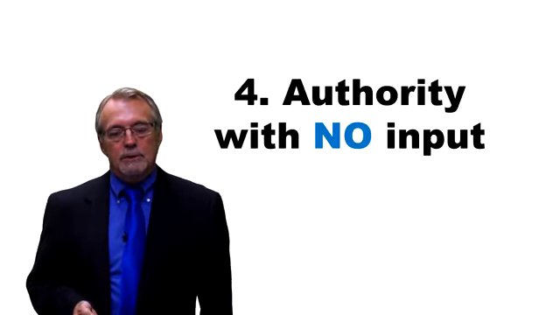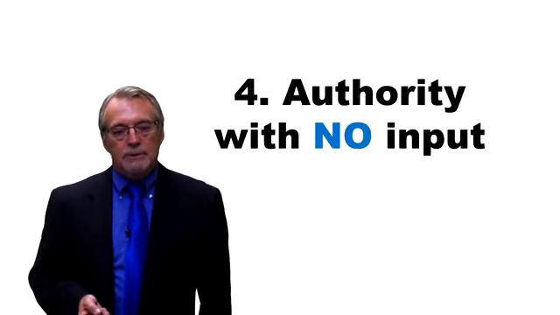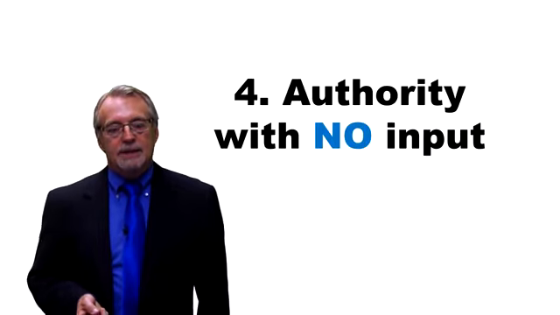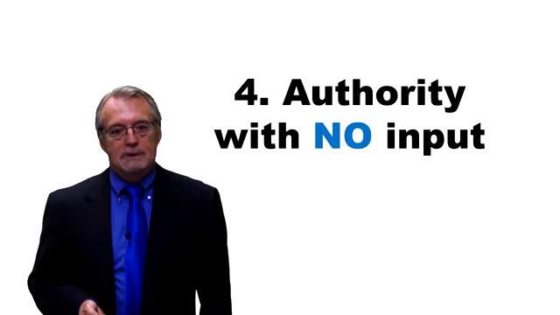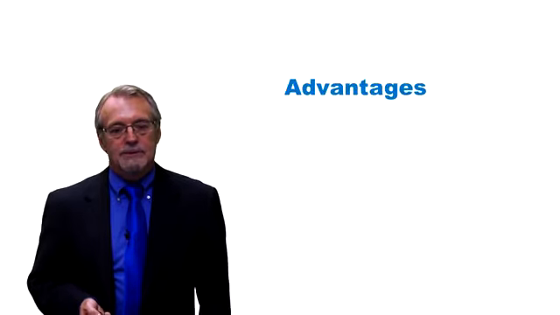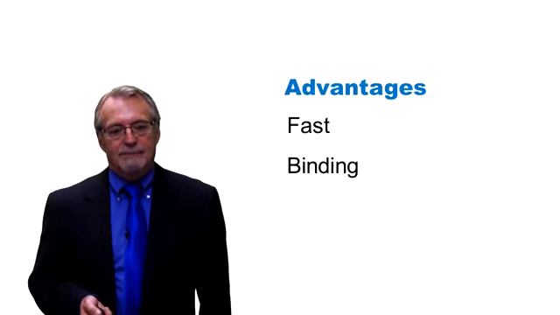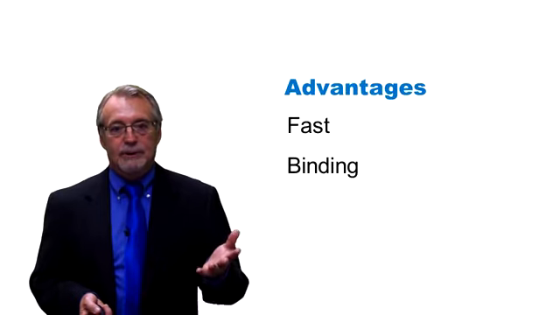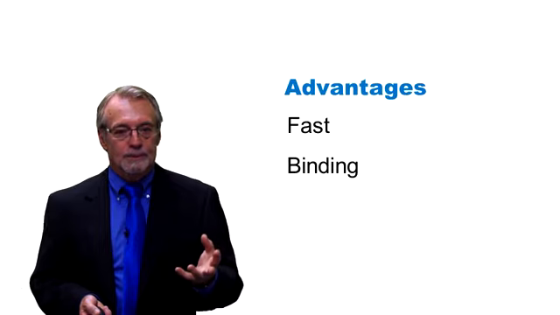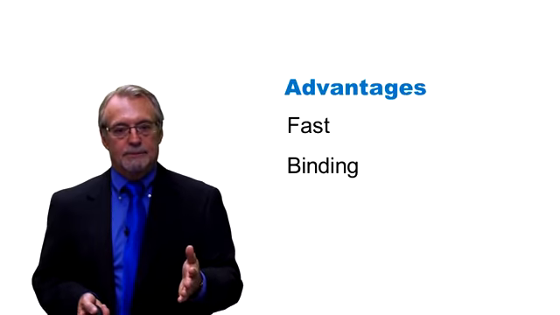We're going to look at authority with no input. Authority with no input is when we have an authority figure that says, this is the decision. There's no input from anybody in the group at all. There are some advantages to this. It's fast. It's binding. This is an authority in the organization, somehow an authority in the group that says, this is what we're going to do.